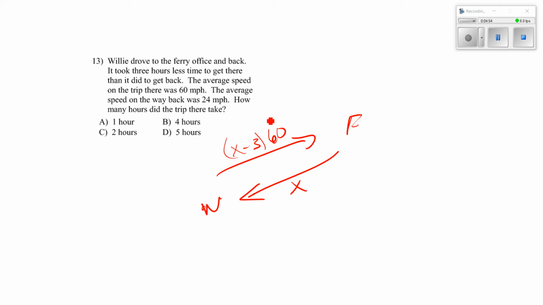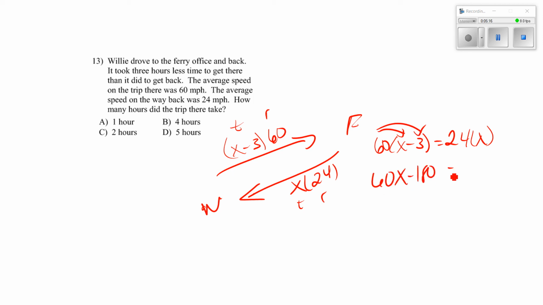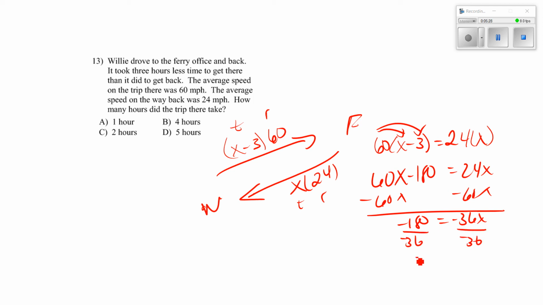So this is rate times time. And on the way back it was 24, rate times time. Distances should be the same. So this rate times time should equal this rate times time. So 60 times x minus 3 should equal 24 times x. And then you just solve it. 60x minus 180 equals 24x. I'm going to subtract 60x and get negative 180 equals negative 36x. Divide by negative 36. I get x is 5.